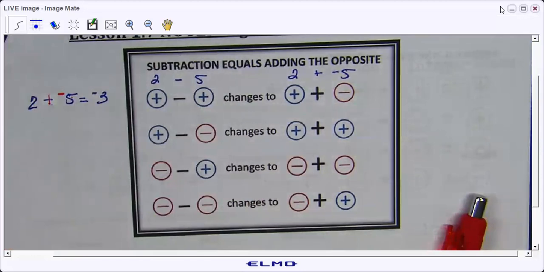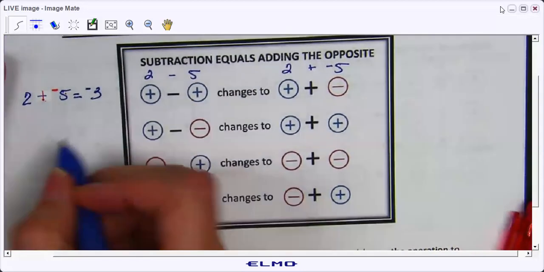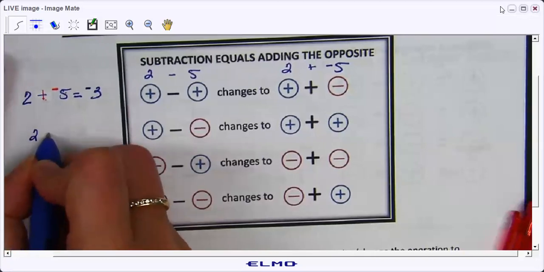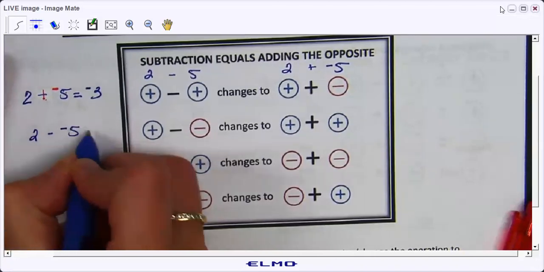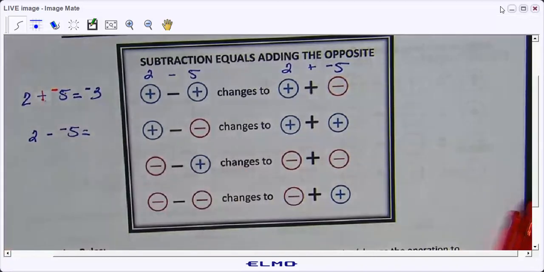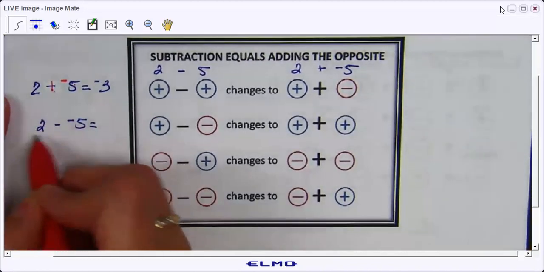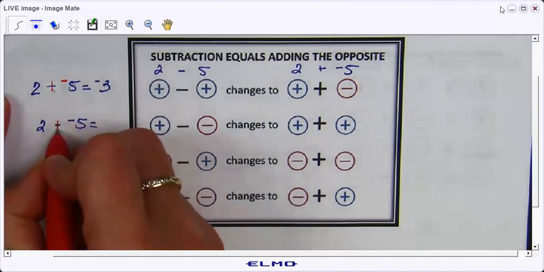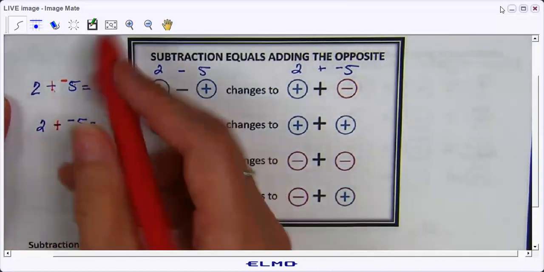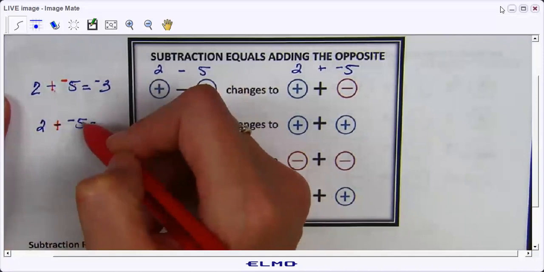Let's do the next one. What if I had 2 minus a negative 5? Okay. I'm going to do the same thing. I'm going to keep my first number. I'm going to change from subtraction to addition. And I'm going to add the opposite of -5, which is +5.